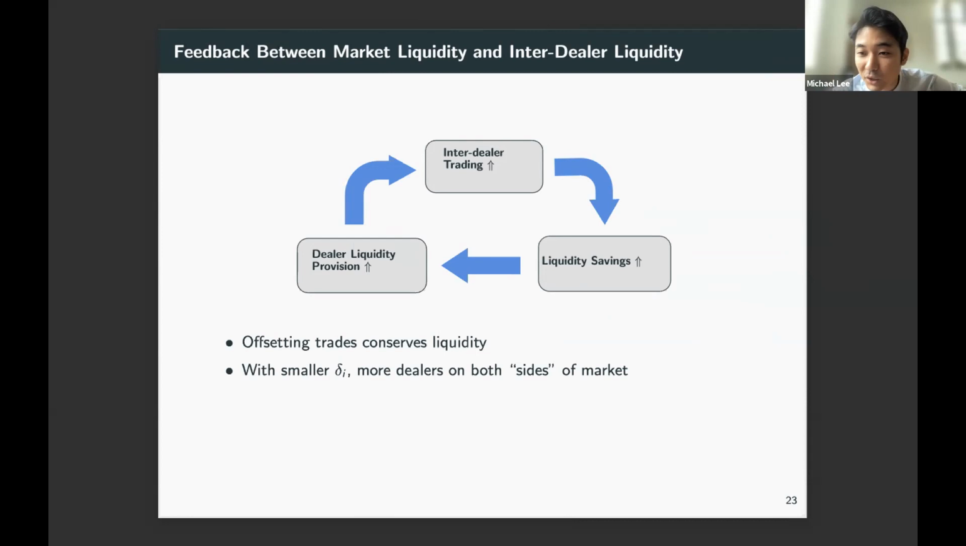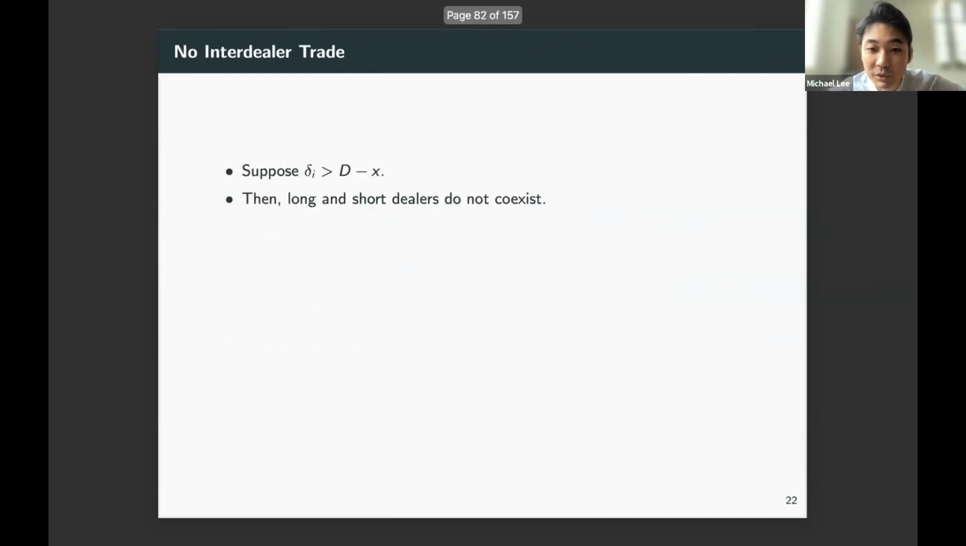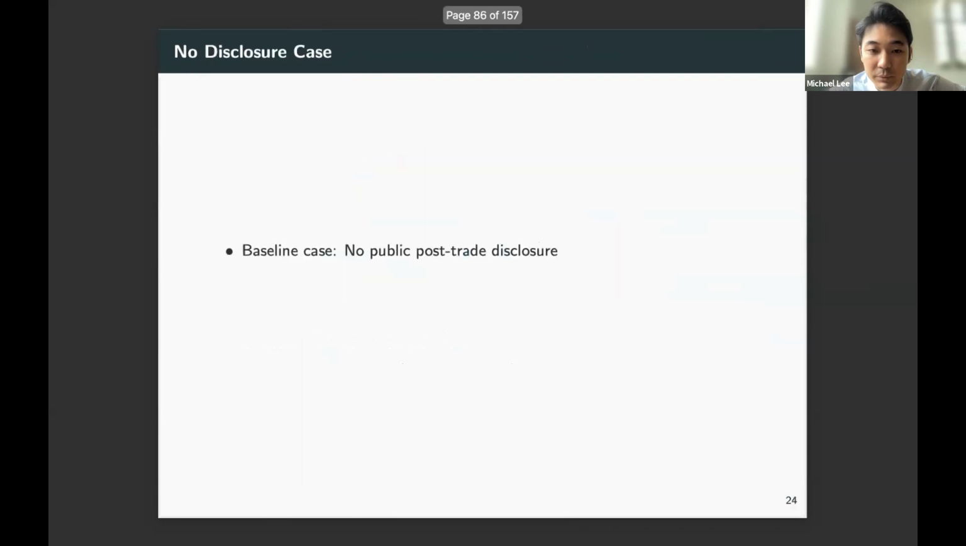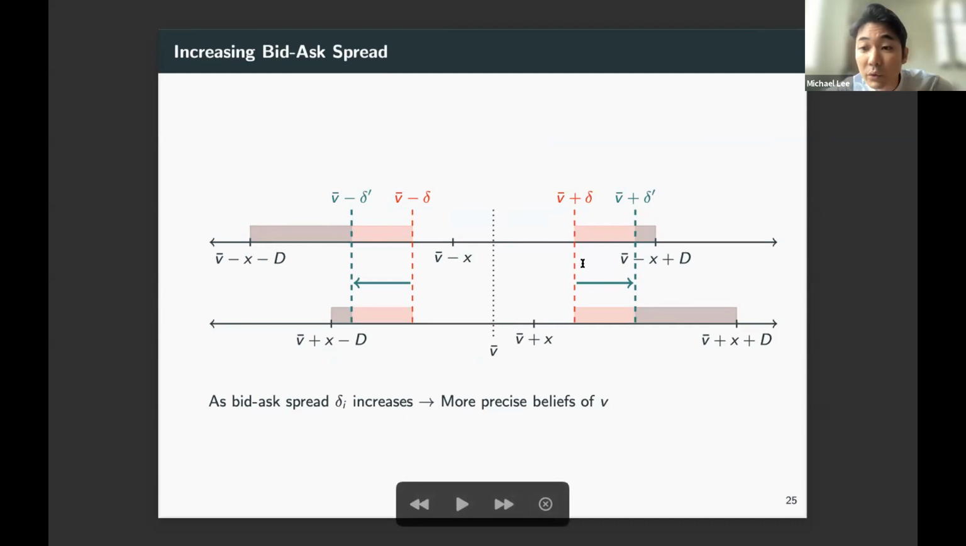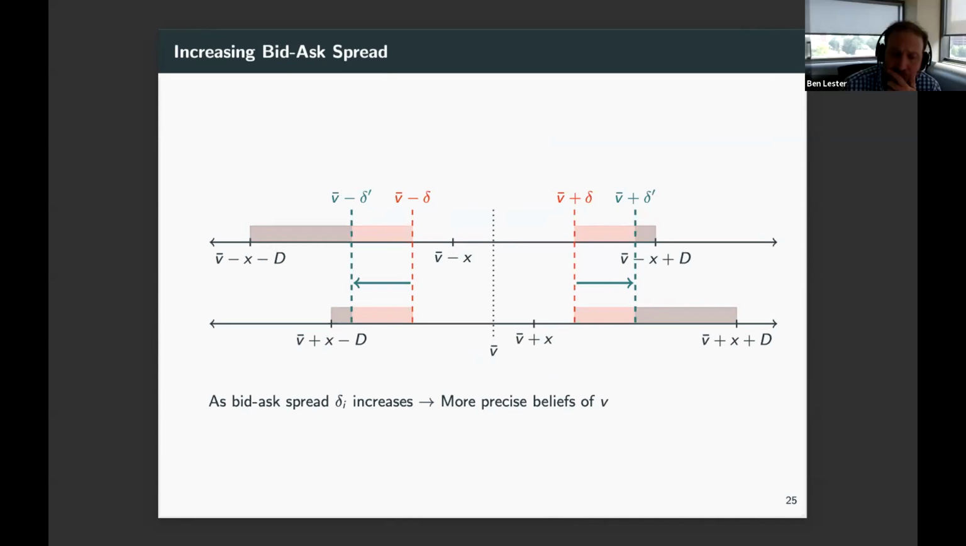So when delta is small, there are more dealers on both sides of the market. If you consider, for example, the picture here, the top bar is the state where the value of the asset is low, and the red bars on the left and the right correspond to the short and the long dealers in the market. So when we have more on both sides, there are more dealers that can take advantage of interdealer trading that can conserve on liquidity.